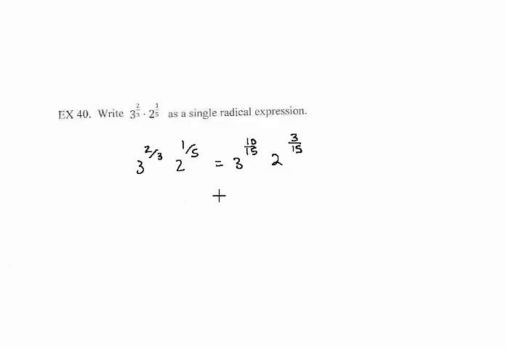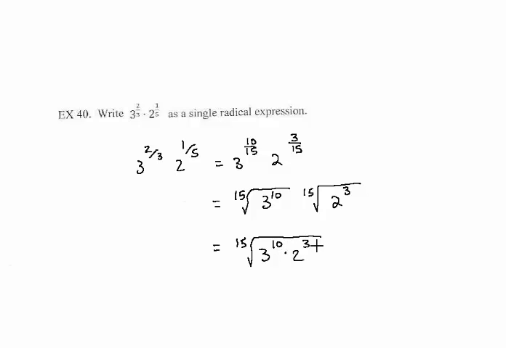Now, these translate back into 15th root radicals, with the 3 having an exponent of 10 and the 2 having an exponent of 3. Now we combine them under a single radical, and we have 3 to the 10th times 2 to the 3rd.